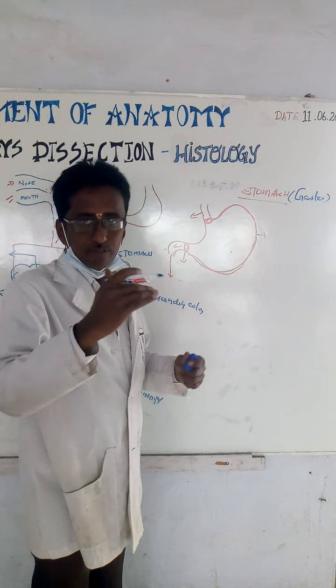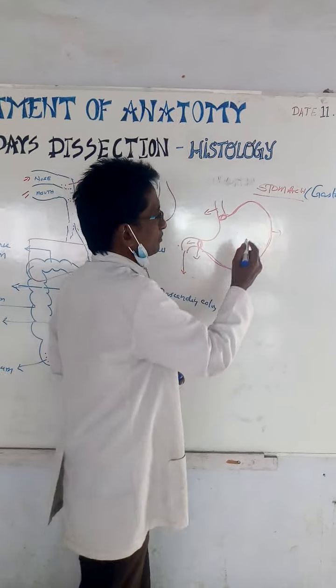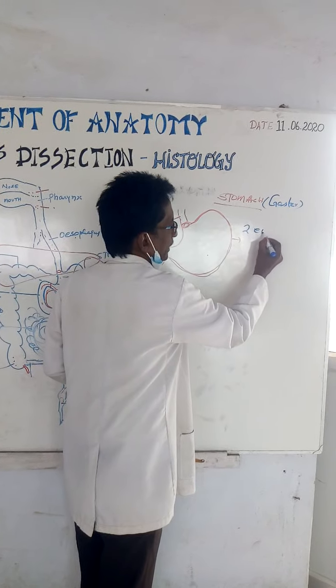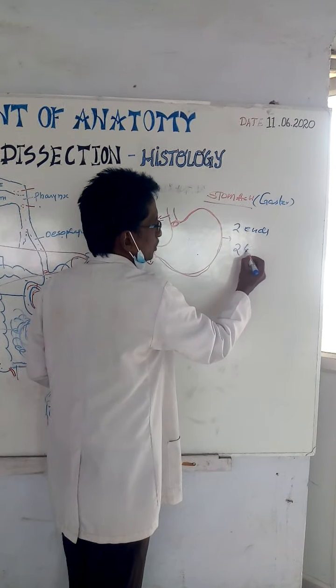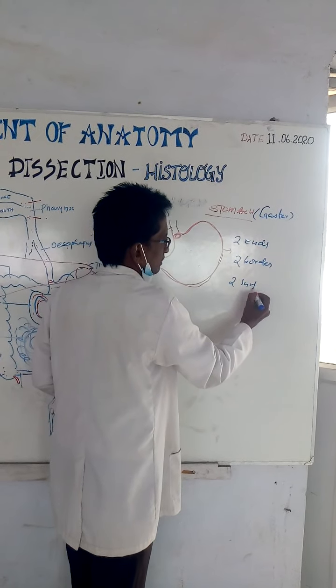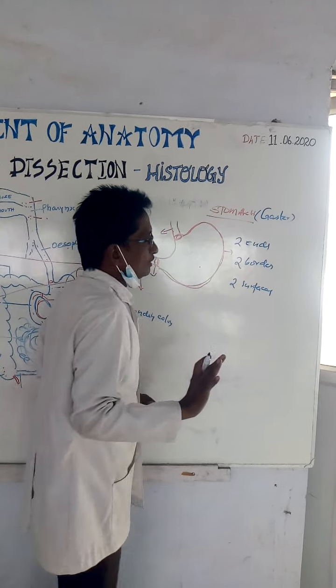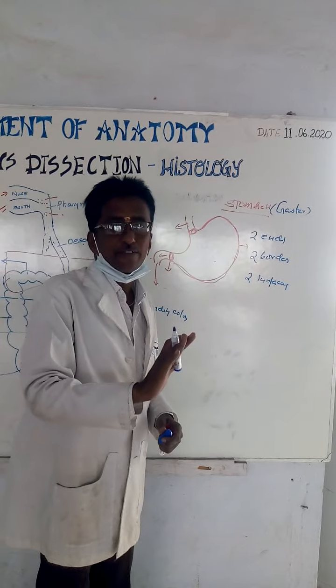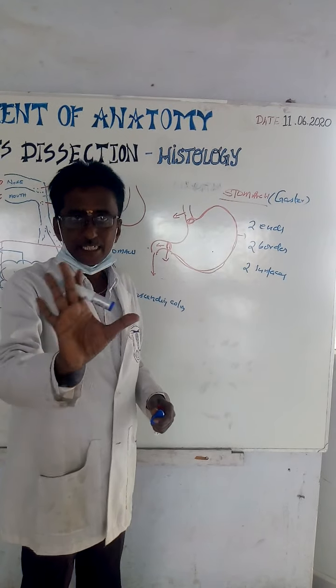General anatomy. It consists of two ends, two borders, two surfaces. Very important. Two ends, two surfaces, two borders. This is a basic one.